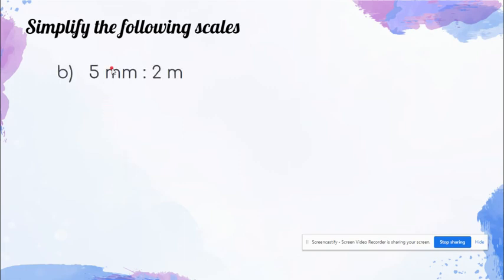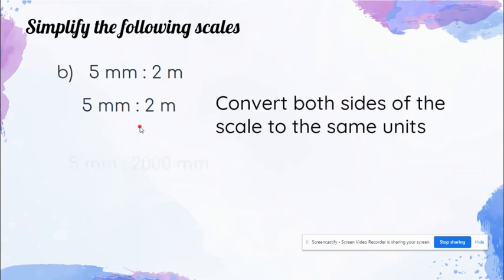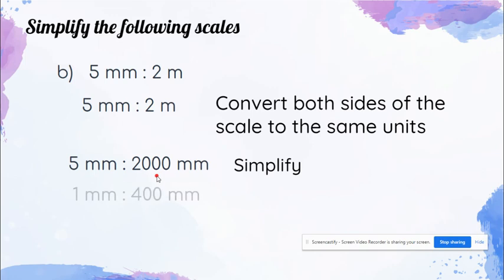So now we've got 5 millimeters is to 2 meters. Now remember what we said first of all was make them both the same. So write out your question, make them both the same unit. So we make them both millimeters. So now we've got 5 millimeters is to 2,000 millimeters. Then we can simplify. So what goes into 5 and also goes into 2,000? So we bring them down as low as we can, and we get 1 millimeter is to 400 millimeters. Take away your units, and you're left with 1 is to 400.